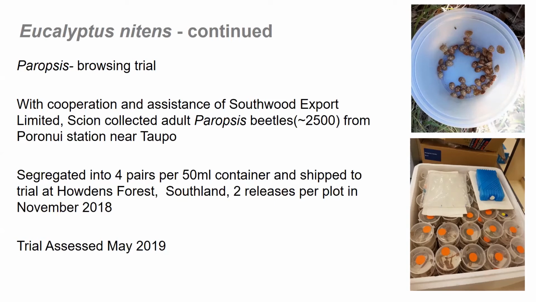Scion collected adult Cupressus beetles, around 2,500 from Poranui Station at Taupo. And they were segregated into 4 pairs per container and shipped to a progeny trial at Howden's Forest. And the Southwood Export staff released 2 pottles per plot in 2018. And the reason we had to import the Cupressus beetles is at that site we'd been waiting for Cupressus, but the levels were very low.